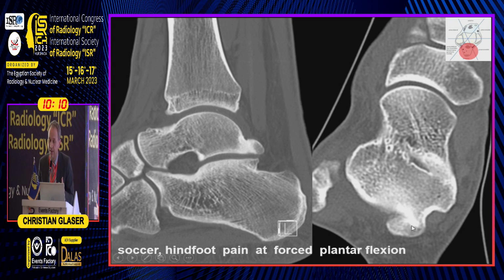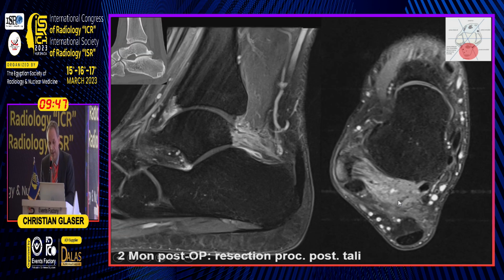But you can have the same effect here. Some people argue this is just a non-separated os trigonum. And in fact, when you look at your images, sometimes you can find multiple stages that really make you think of the stages of transition between the posterior process, the medial tubercle, fused or non-fused as an os trigonum. But back to this guy, he was resected, the bone was resected.